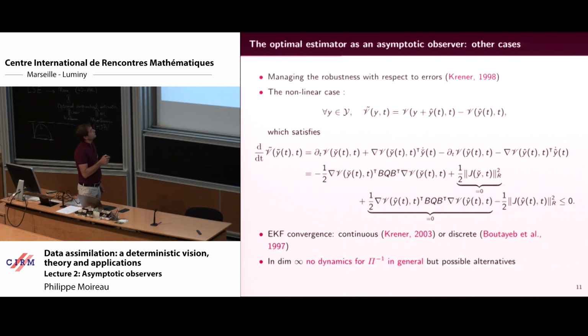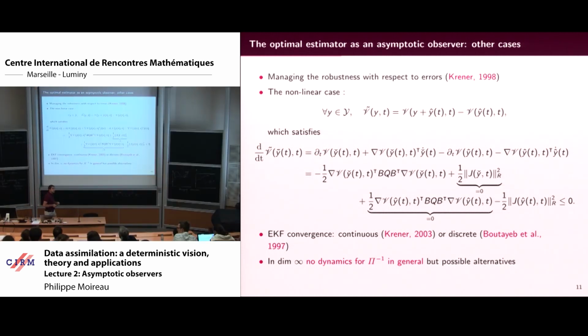Then you can manage the errors, because in the previous slide I said no error. To manage the error, that was done quite a long time ago by Kreiner. It's just Lyapunov, just a Grönwall inequality. In the nonlinear case, for the HJB case, you can do the same, but the Lyapunov function is a little bit more complicated and is related to the cost to come, that you compute with HJB. And again, you prove that it's negative.